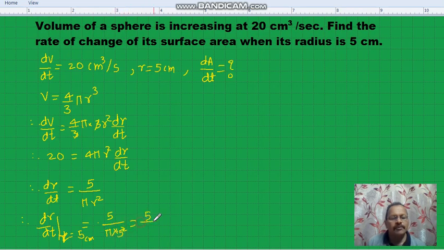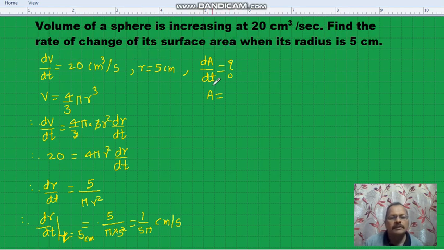that is 5 upon, that is 1 upon 5 pi centimeter per second. Now write the formula for area.